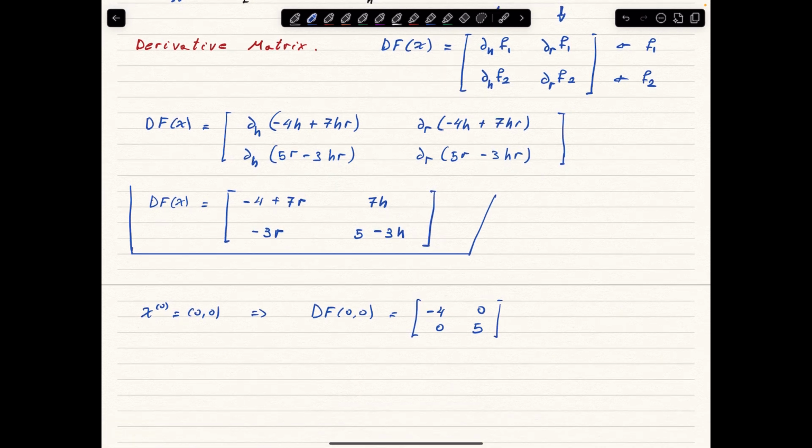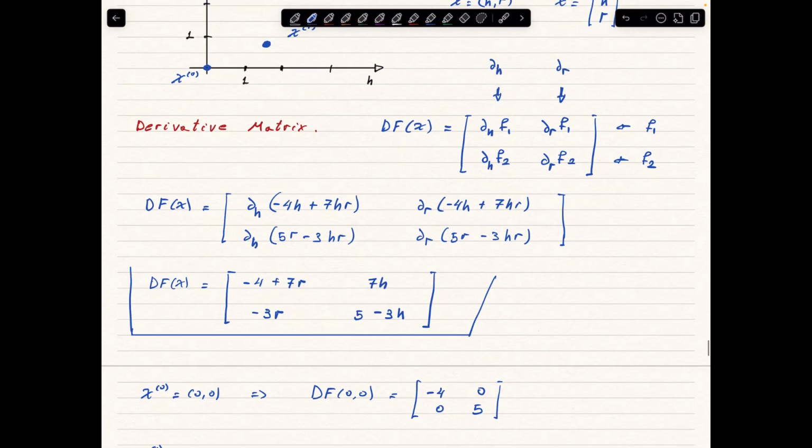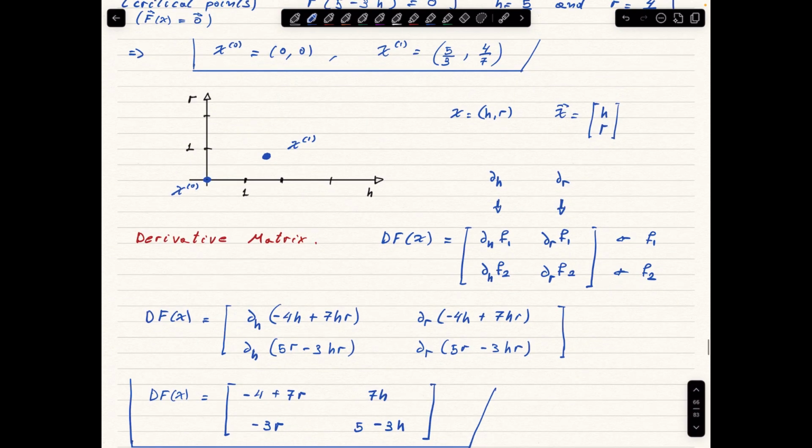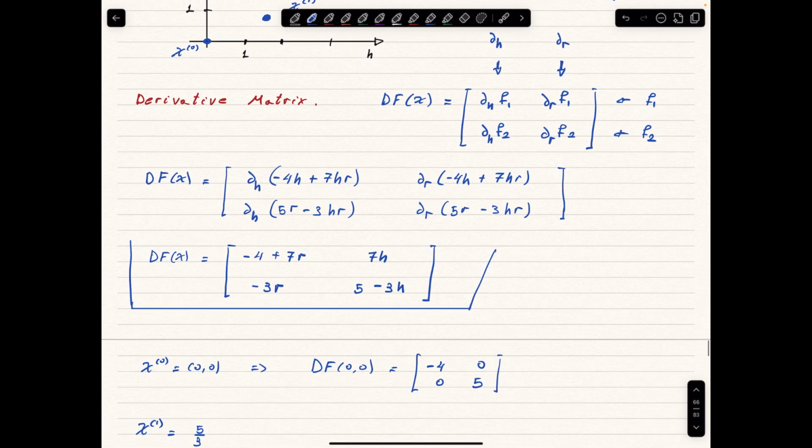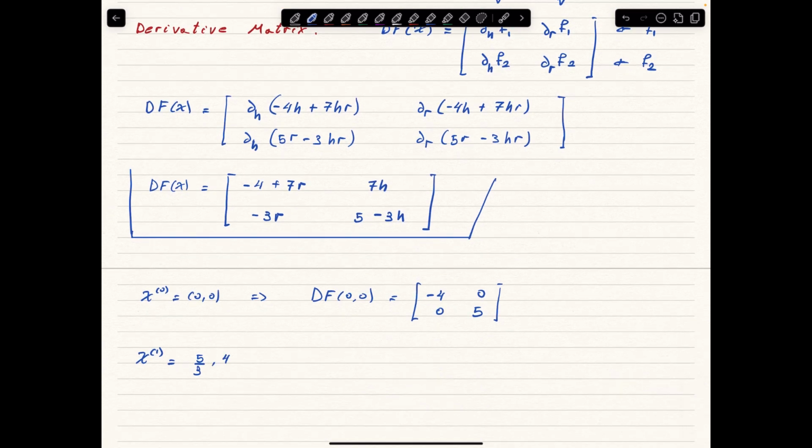The other is the derivative matrix at the point x1, which, if we recall, where is the point x1? It is right here: 5/3, 4/7. Okay, that is going to be a little bit more work. The derivative matrix at that point is then, well, let's see.